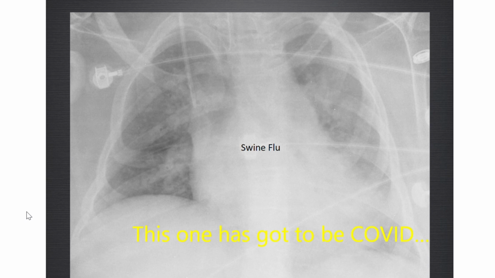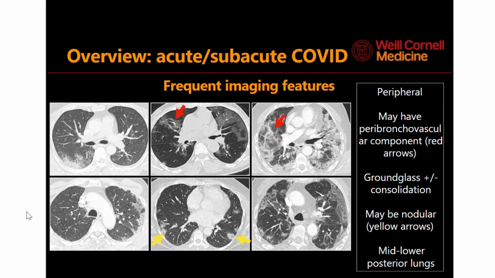I think this is in the 2005, 2007 was our swine flu epidemic in the United States.